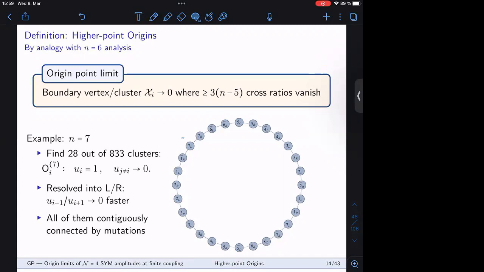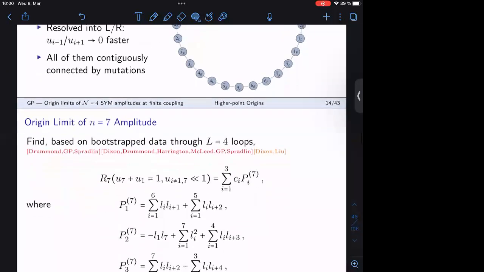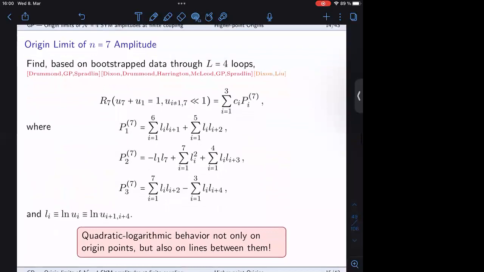Well, if each of these vertices is an origin limit, how about the line connecting them? What happens there? And we looked at data, as I mentioned, up to four-loop data. This was work that I had initiated in the past and was completed from symbols, so from dropping constants, also including transcendental constants.